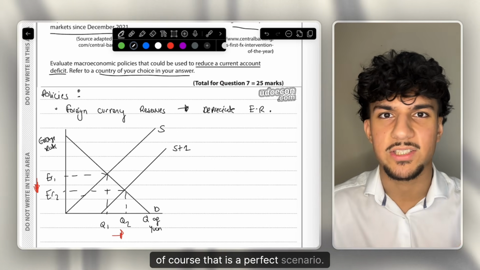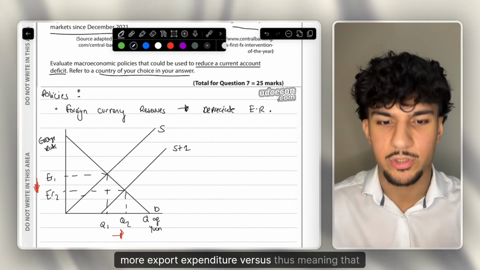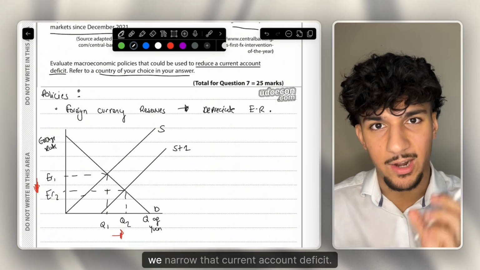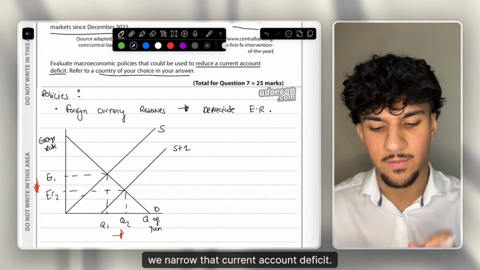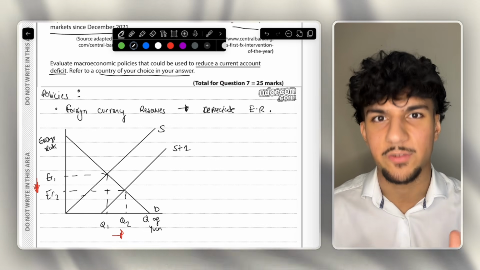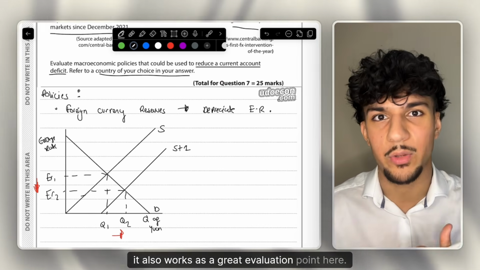And of course, that is the perfect scenario. We have fewer imports, more export expenditure, thus meaning that, of course, the trade balance improves and we narrow that current account deficit. Now, before you guys get on to me, of course, China does not have a current account deficit, and I'm also aware of this. And this is why it also works as a great evaluation point here.